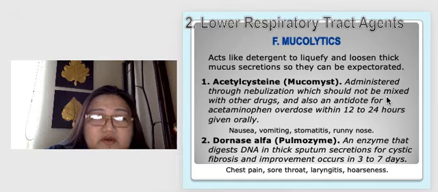Improvement would usually occur in 3 to 7 days. So, adverse effects, watch out for chest pain, sore throat, laryngitis, and hoarseness of the voice.